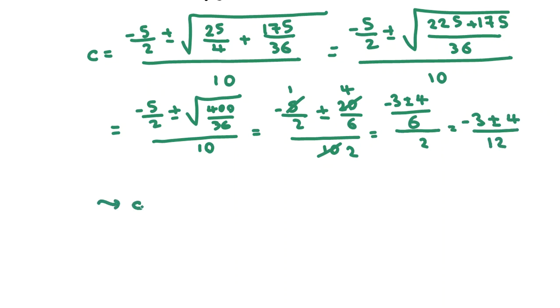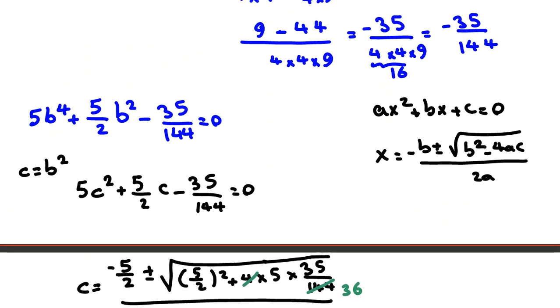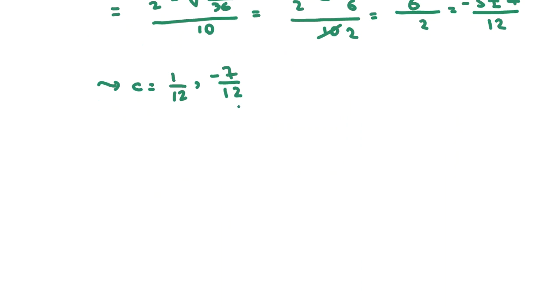So c will be negative 3 plus 4, 1 over 12, or negative 3 minus 4, negative 7 over 12. We said c is b squared. So because c is b squared, negative is not possible. So b squared is 1 over 12.